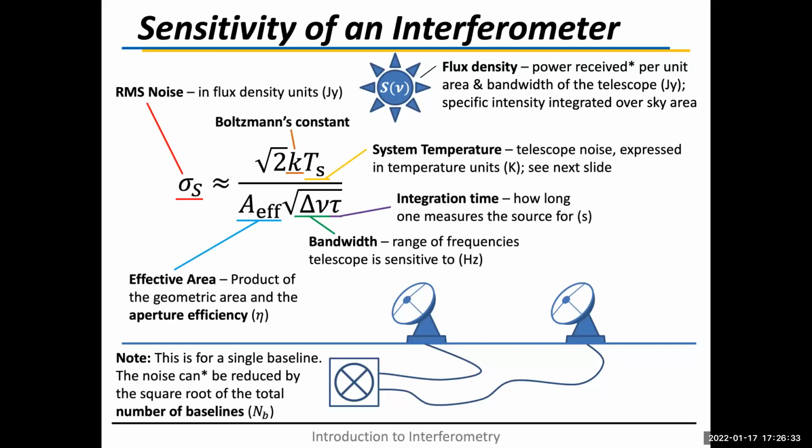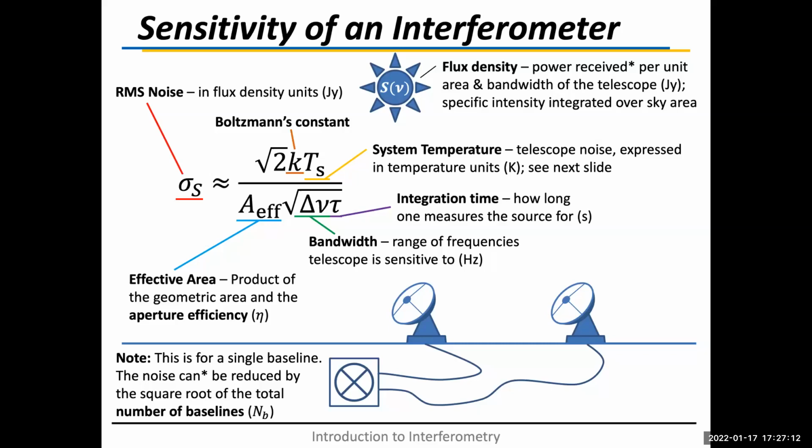If we want to describe what the noise looks like, we have this equation which says √2 times Boltzmann constant times system temperature, which I'll dive into a little more in just a second. It's a way of expressing the amount of noise that the telescope is producing on its own in temperature units, in kelvins typically. Divided by the effective area. So bigger telescopes tend to be more sensitive in terms of flux density. And inside this effective area is both the actual physical area of the telescope and also what we call aperture efficiency.